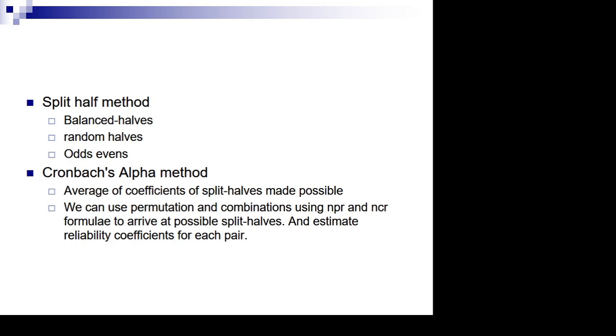We can even use permutations and combinations, using the nPr and nCr formulas that you can refer to online, to arrive at all the possible split halves. In other words, how many times you can divide these 25 items into two halves. You can have as many as possible. Once we establish the number of halves and the correlation between all those split halves, take the average, divide by n, and then you would know the coefficient of reliability. That's what we call alpha method, which is the most robust method of establishing reliability.